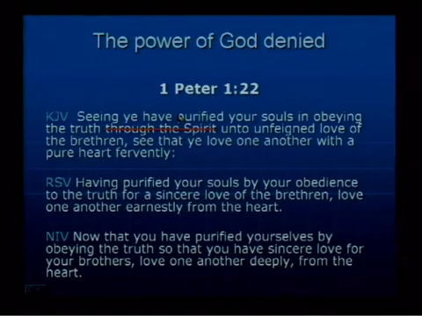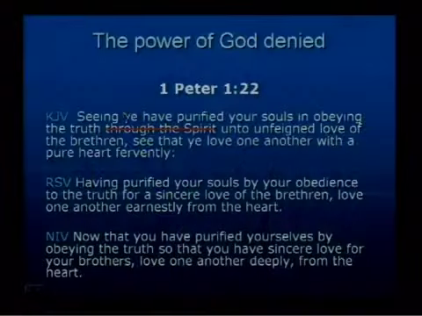1 Peter 1:22. Seeing ye have purified your souls in obeying the truth through the Spirit unto unfeigned love of the brethren. See that you love one another with a pure heart fervently. The RSV says, having purified your souls by your obedience to the truth for a sincere love of the brethren, and so on. NIV: now that you have purified yourselves by obeying the truth so that you have sincere love for your brothers, love one another deeply from the heart. You see, here the obedience is something that you have achieved through purification of yourself. Here, the obedience that you have achieved has been made possible through the indwelling power of whom? Of God, through the Spirit.